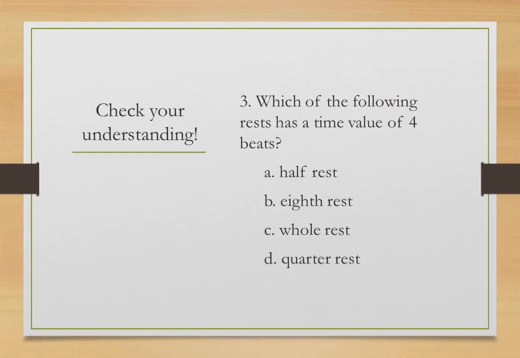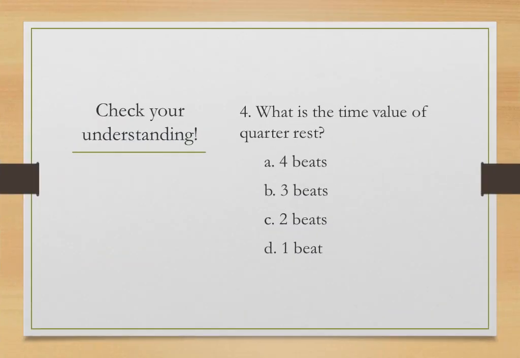Question number 3. Which of the following rests has a time value of 4 bits? A. Half rest, B. 8th rest, C. Whole rest, or D. Quarter rest? The answer is whole rest, letter C. Question number 4. What is the time value of quarter rest? A. 4 bits, B. 3 bits, C. 2 bits, or D. 1 bit? The time value of quarter rest is 1 bit, letter D.